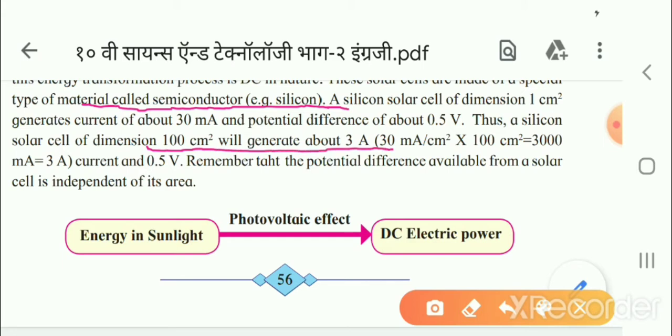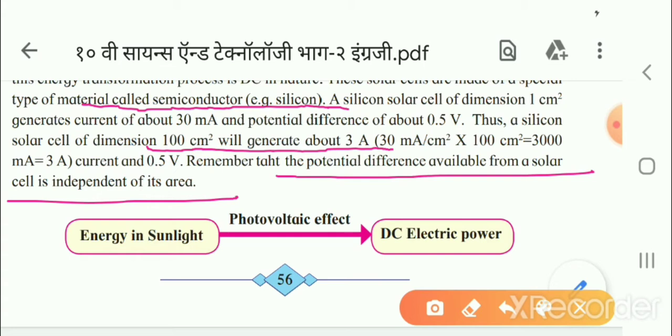Now 30 milliampere per centimeter square multiplied by 100 centimeter square will become 3000 milliampere, that means 3 ampere current. And how much voltage is there? 0.5 volt. Always see that the potential difference available from a solar cell is independent of its area. So that you have to keep in your mind. Now, energy in sunlight, with the help of the photovoltaic effect, is changing to DC electric power.